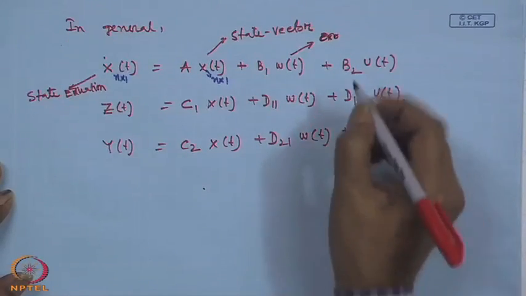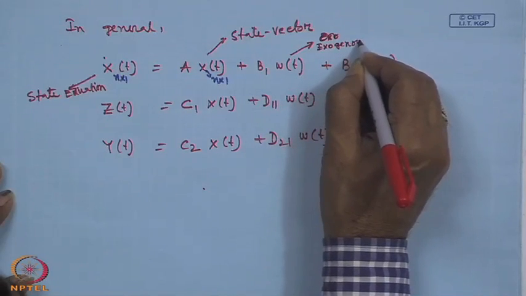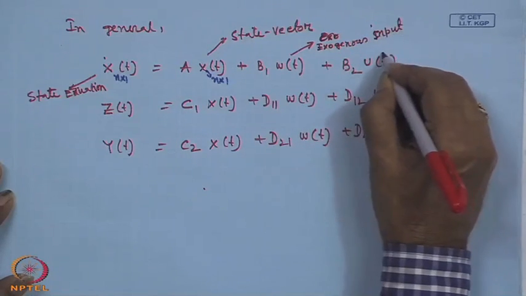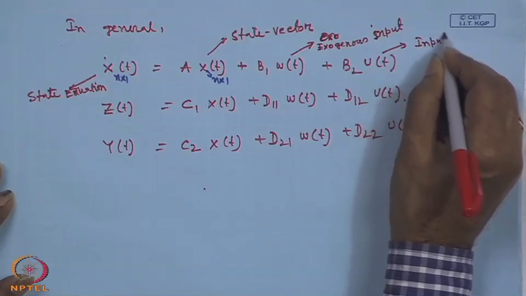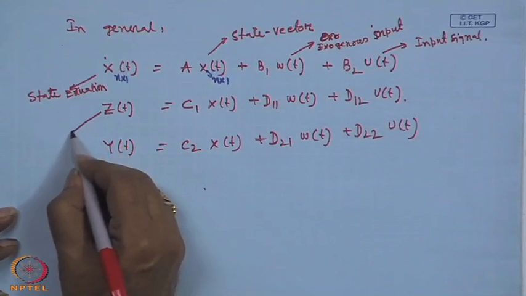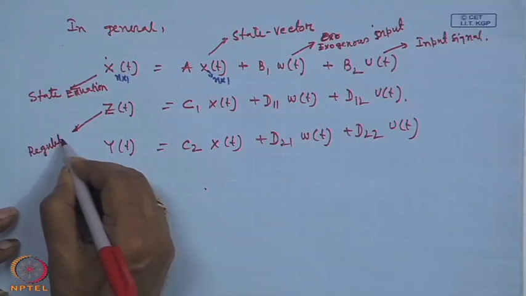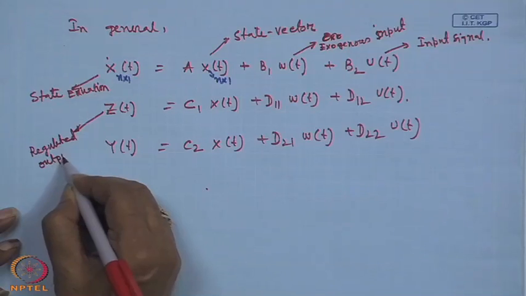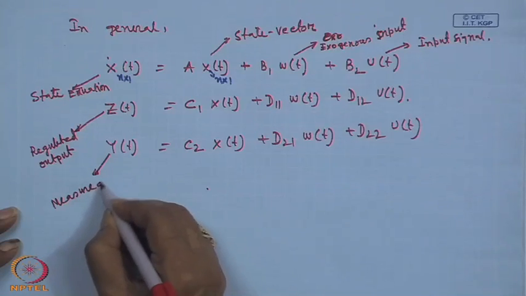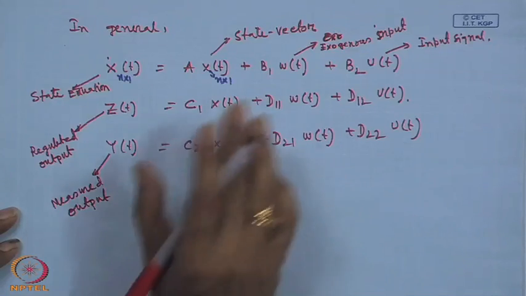You can write it as the exogenous input or signal. This is the input signal. Okay. And this is the regulated output, and this is the measured output. And this is the structure of, as I mentioned, a general structure of a control problem.